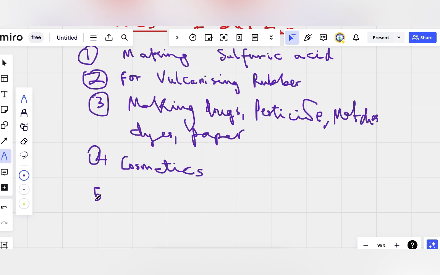Now also we say it can be added to cement to make sulfur concrete. So I can write for making concrete. You add it to cement to make a sulfur concrete, and so on and so forth. So this is the end of sulfur.